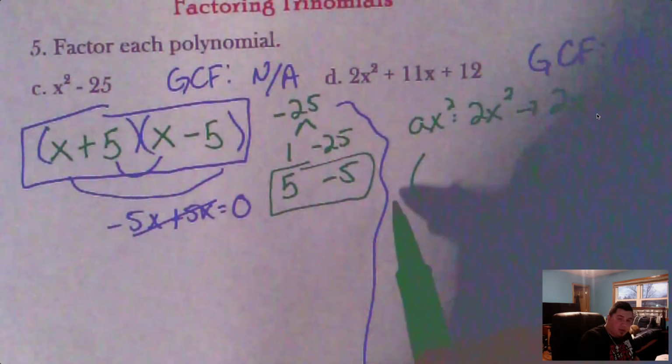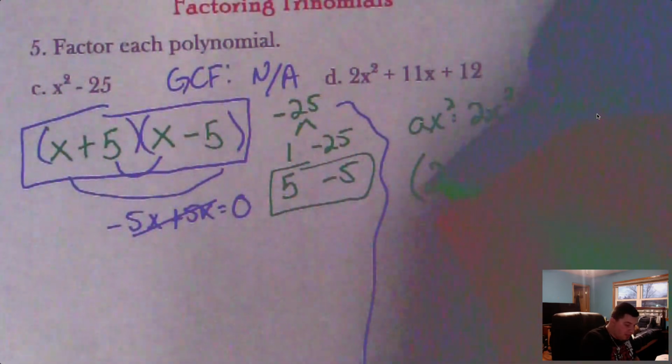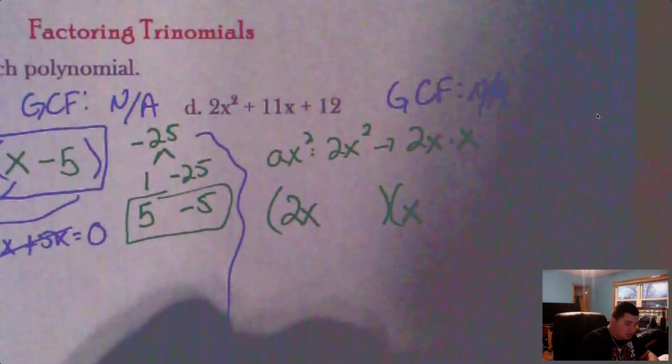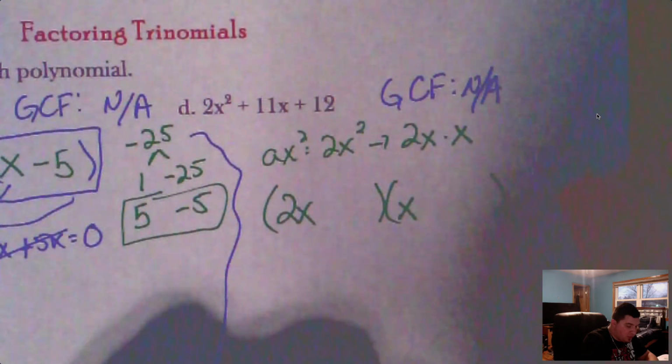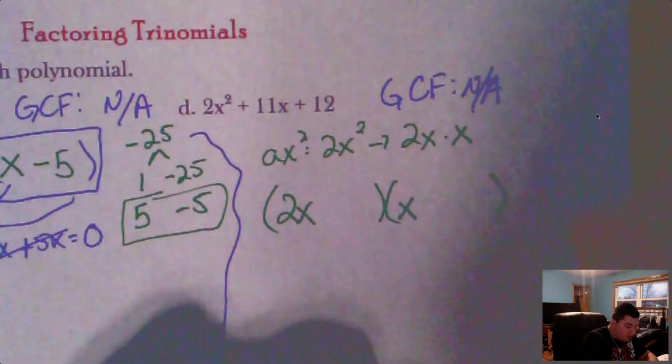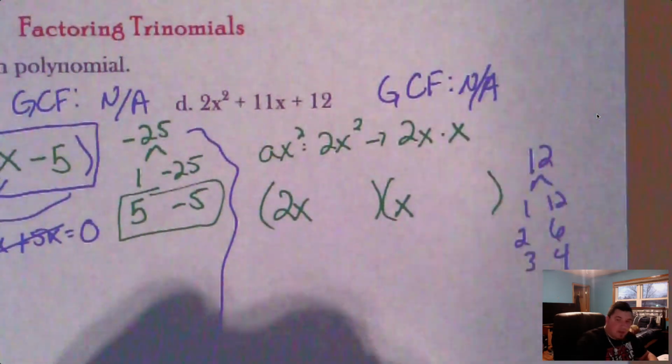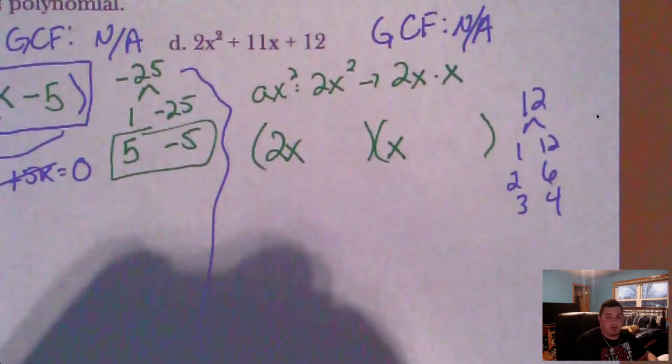Again, there can't be a number on the outside because there's no GCF. So we're going to use 2x. We're going to use x. Now, the next piece is we're going to be looking at numbers that multiply to 12. So we got 1 and 12, 2 and 6, 3 and 4. You can take off one pair right off the bat.